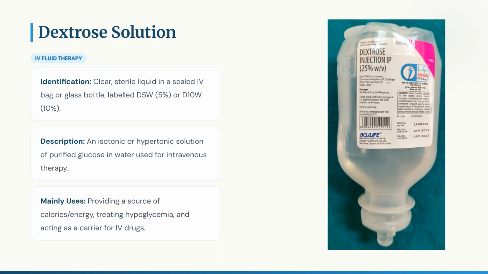Dextrose solution is a clear, sterile solution of purified glucose in water. It provides a source of calories and energy, treats hypoglycemia, and acts as a carrier for IV drugs.